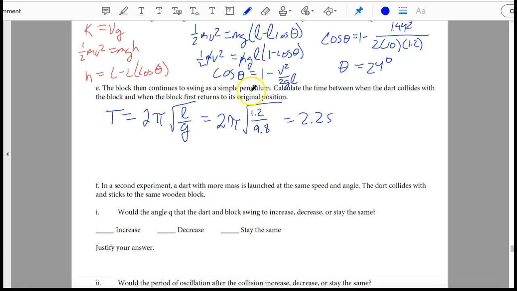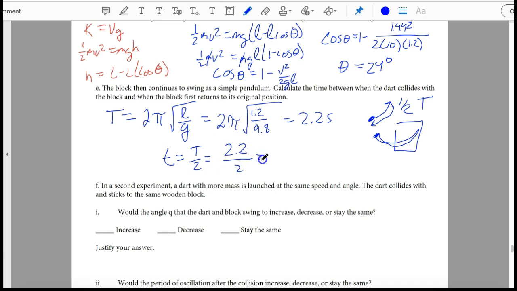To find the time, then here, the time between when the dart collides and when it returns to its original position. So this is only swinging from here up and then back down to here. So it's not a full swing. It's really half of a full swing, because remember, a full swing would start here, come all the way down, and then come all the way back. So we only have this part of it, so that's only 1/2 of the period. So the time is equal to the period divided by 2. Our period is 2.2 divided by 2, and that gives us 1.1 seconds.